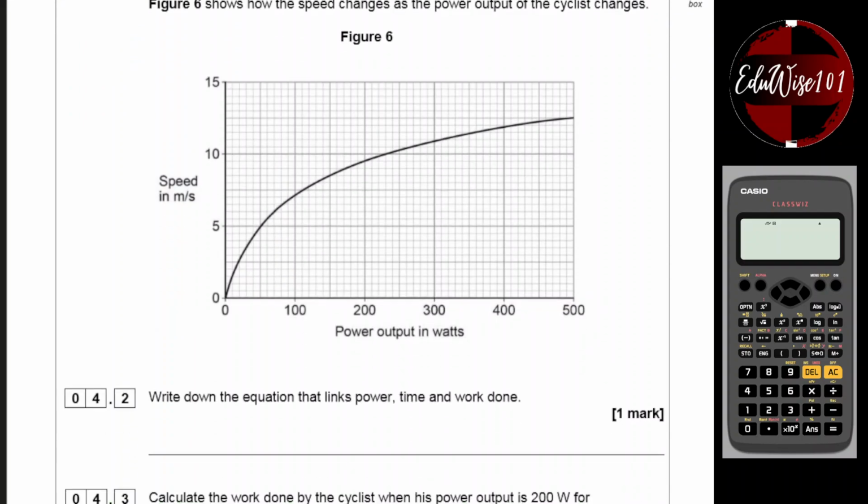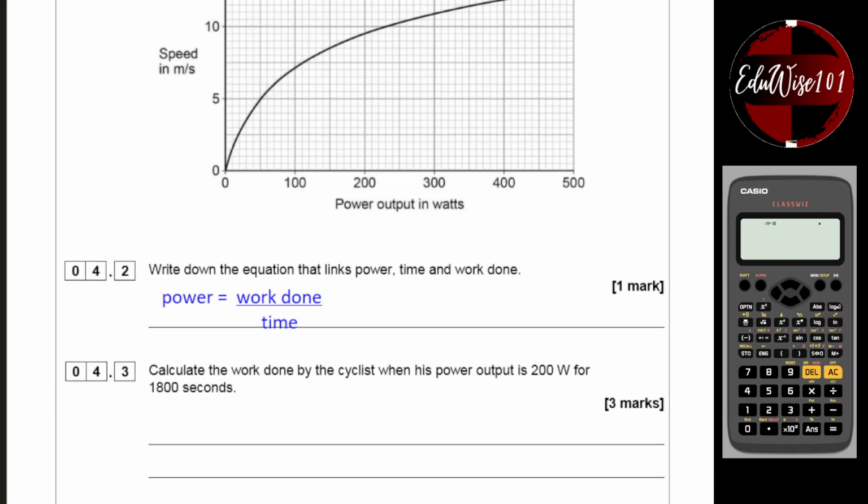Question 4.2. Write down the equation that links power, time, and work done. Now, power equals the work done divided by the time. That's the equation which should be in the equation sheet. You can write the word equation or the symbol equation as well. Here the word equation is better.